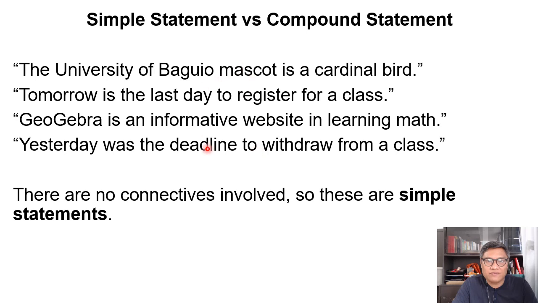So here we have the following statements. The University of Baguio mascot is a cardinal bird, or tomorrow is the last day to register for a class, or GeoGebra is an informative website in learning math, and yesterday was the deadline to withdraw from a class. So all of these are simple statements because we do not see any connectives.